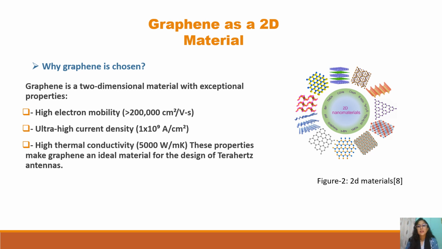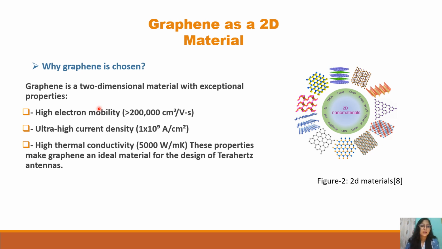So this slide is about graphene. Here in figure 2 we can see numerous materials given as 2D materials, but for this work graphene is chosen. And why is graphene chosen? Graphene is a two-dimensional material with exceptional properties because it has high electron mobility. A higher electron mobility means that the material allows the electrons to move more freely, which is desirable in semiconductors for faster and more efficient electronic devices.